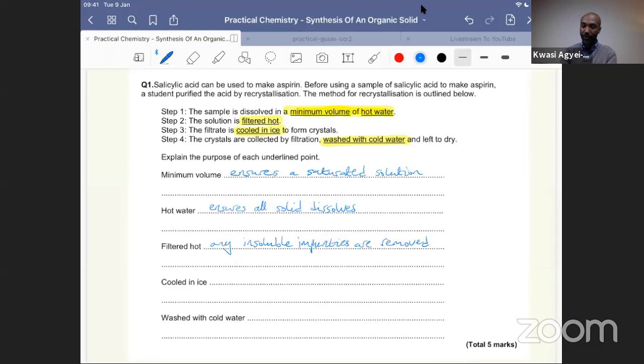Okay, so the filtrate is cooled in ice to form crystals. So cooled in ice, so that allows a maximum amount of pure solid to recrystallize.